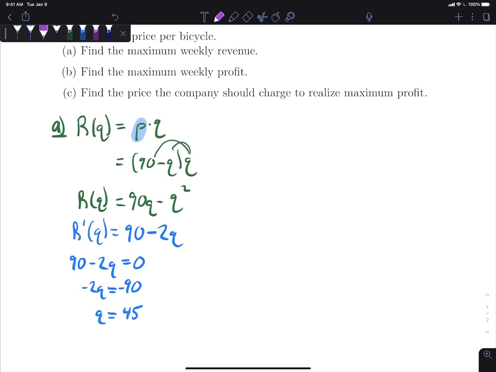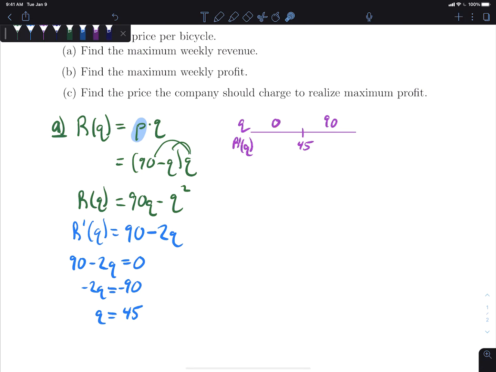Now, that Q equals 45 is just a critical number. It doesn't guarantee that it's a maximum or a minimum. And it's the only critical number here, so we want a number to the left of 45 and to the right of 45. To the left of 45, let's use 0. We're using the derivative here, so R prime of Q. And to the right of 45, let's use 90.